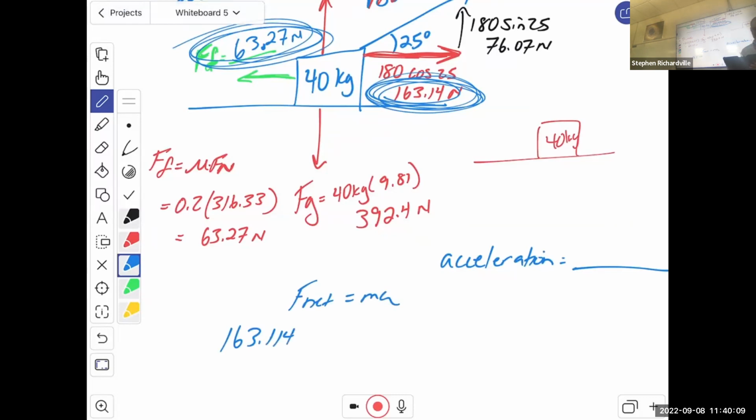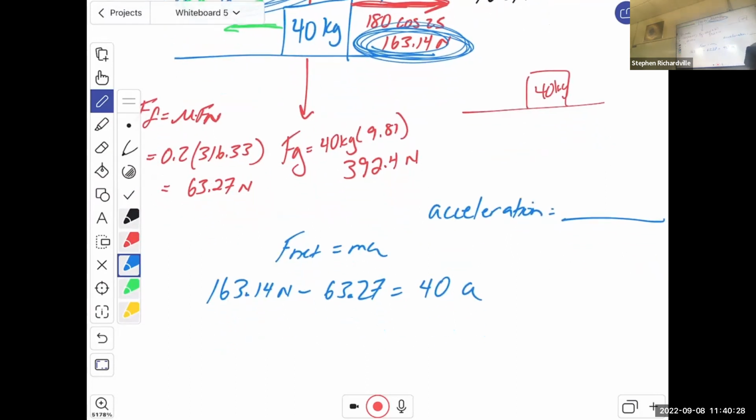163.14 newtons is making it go to the right, minus 63.27 to the left, equals ma. Your net force for this is that 100 newtons-ish, what, 99 point something? Beautiful. That's called your net force.